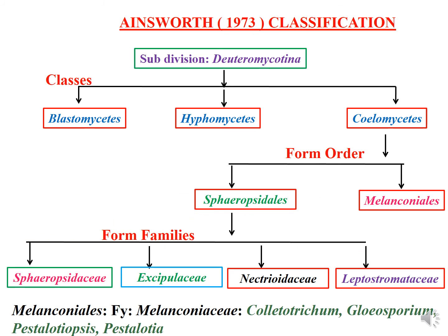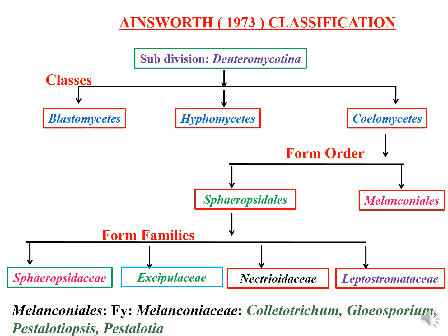Coming to the Coelomycetes classification under Deuteromycotina, the form class Coelomycetes is further divided into the form orders Sphaeropsidales and Melanconiales. Sphaeropsidales is further divided into four form families: Sphaeropsidaceae, Excipulaceae, Nectrioidaceae, and Leptostomataceae. I will explain each form family and each genus in the following classes; here I will just give the outline of this classification of Deuteromycotina.